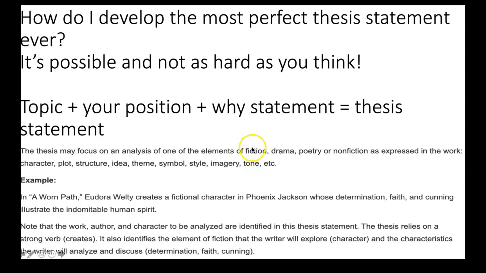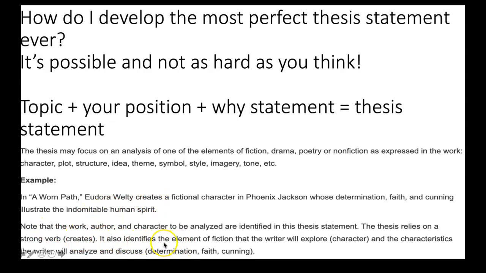Now, our stories are all fiction, okay? You can talk about character, plot, structure, idea, theme, symbol, style, imagery, tone. Those are all things that we talked about that you could talk about, okay? In A Worn Path, Eudora Welty creates a fictional character in Phoenix Jackson whose determination, faith, and cunning illustrate the indomitable human spirit. Note that the work, author, and character to be analyzed are identified in this thesis statement. The thesis relies on a strong verb, creates.